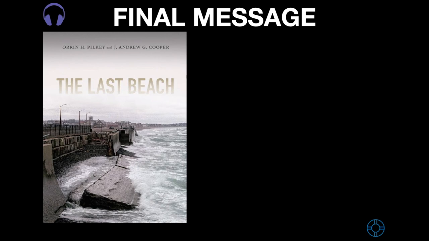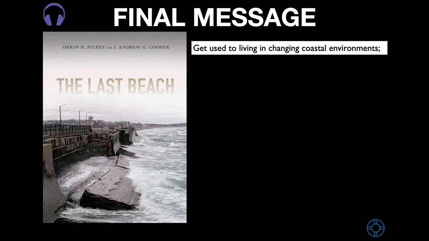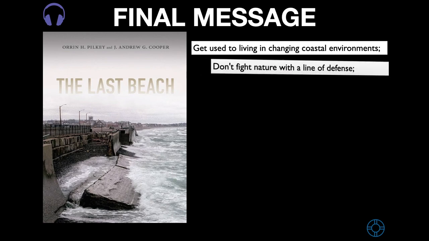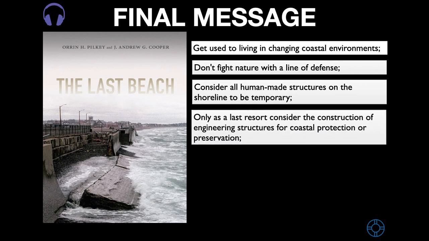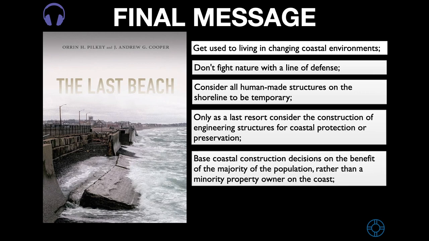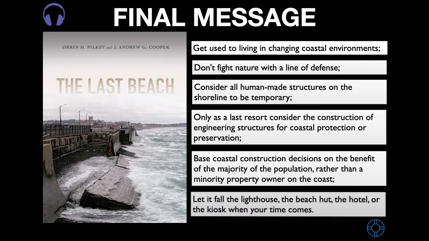Final message of this book is get used to living in changing coastal environments. Don't fight the nature with a line of defense. Consider all human-made structures on the shoreline to be temporary. Only as a last resort, consider the construction of engineering structures for coastal protection or preservation. Base coastal construction's decisions on the benefits of the majority of the population rather than a minority property owner on the coast. Let it fall the lighthouse, the beach hut, the hotel, or the kiosk when your time comes.